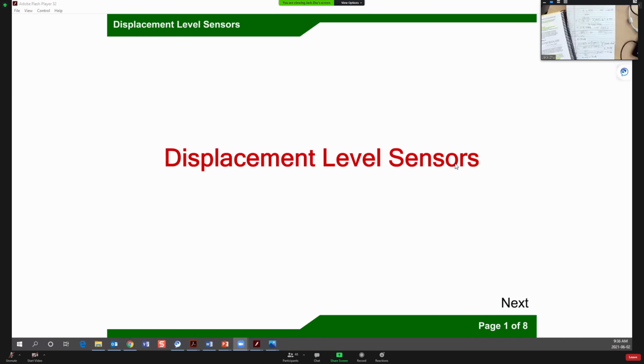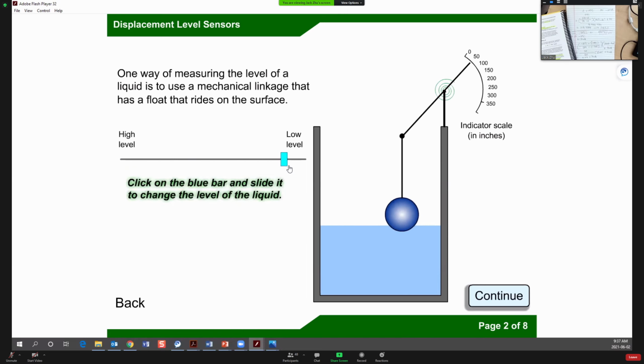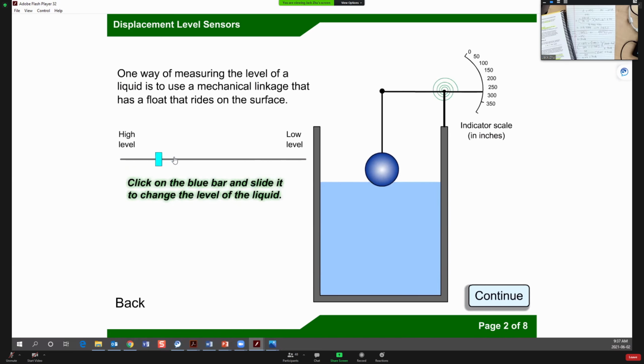Called a displacement level sensor. So one way of measuring the level of liquid is to use a mechanical linkage with a floater. Those floaters are just like the floater switch you learned in motor control, because if the level of liquid changes, the floater will move up and down. That's where your floater in the motor control works the same way.